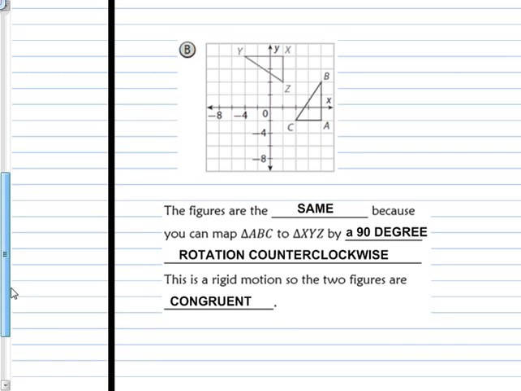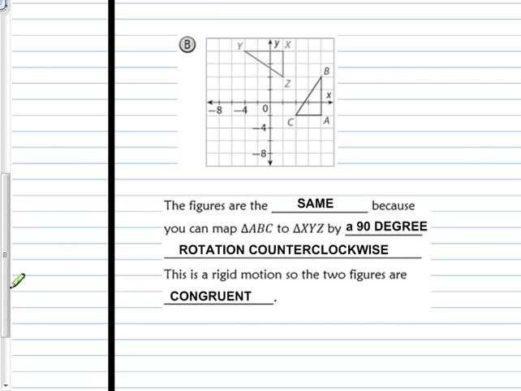Looking at example B, what do you think about these? Again, the figures appear to be the same because you can map triangle ABC onto triangle XYZ by a 90-degree counterclockwise rotation. Okay, so if I take ABC and I counted their coordinates and I did a 90-degree counterclockwise rotation, it would land right there. And again, this is a rigid motion because the size is not changing, so it is congruent.